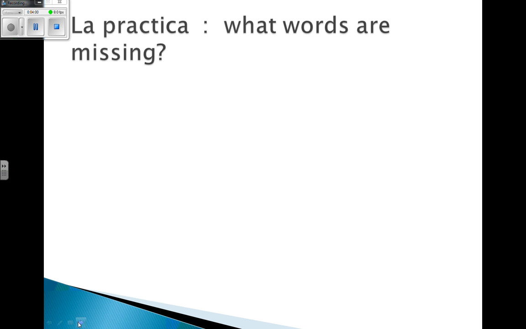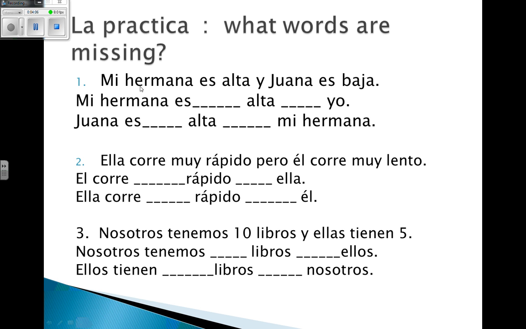Un poco de práctica. So what words are missing? Looking at the sentences here. Mi hermana es alta, Juana es baja. So we're comparing mi hermana and Juana. So what would you put in these spaces? So take a moment to complete the practice.